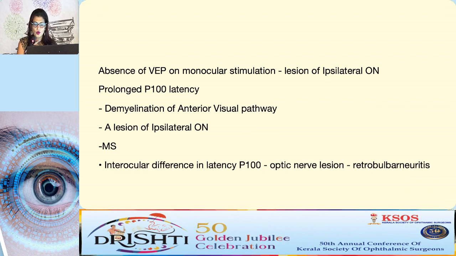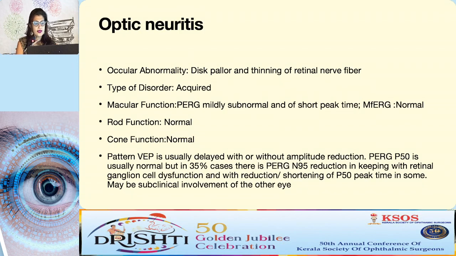Absence of VEP on monocular stimulation again is a lesion of the ipsilateral optic nerve. And we also talked about the prolonged P100 latency being an indication of demyelination. In optic neuritis, you know there will be disc pallor and thinning of the retinal nerve fiber layer. It is most diagnostic during the time of optic neuritis as well as in conditions of demyelination. This P100 latency almost never comes back to normal. So it is also an indication, especially in MS patients who have had subclinical optic neuritis. If you want to look at whether there was some optic nerve dysfunction during an episode, again you can look at the P100 latency.